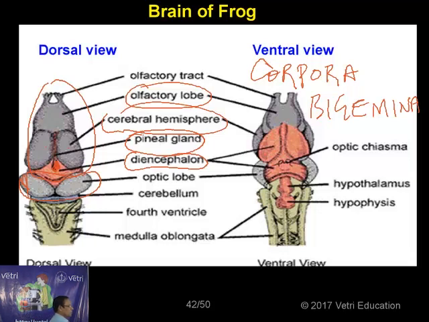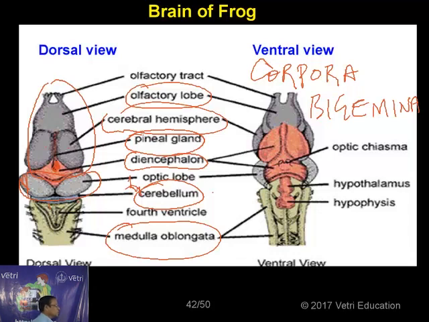Then we have the optic lobe. This is forming the midbrain. So the midbrain is formed of 2 optic lobes, hence called corpora bigemina. Then it is followed by the hindbrain. The hindbrain consists of 2 components. One, the cerebellum, another one, the medulla oblongata.